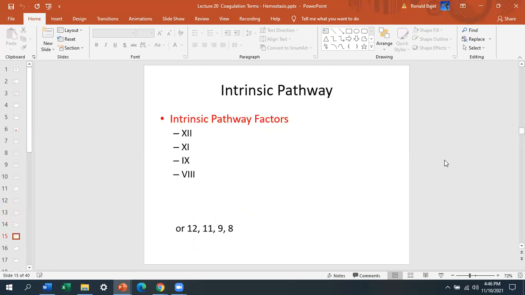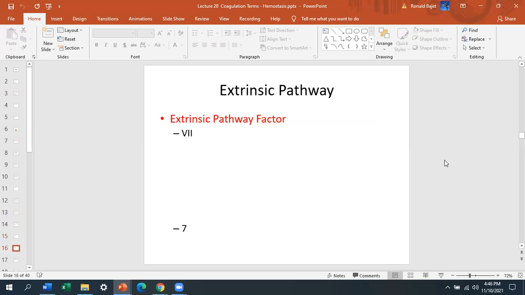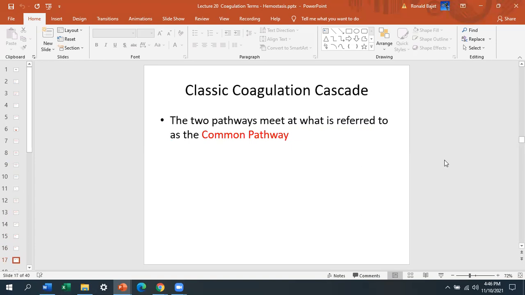The intrinsic pathway factors are 12, 11, 9, and 8. 12, 11, 9, and 8. Make sure you know those, okay? You'll be asked that. Easily, for the extrinsic pathway, there's only one factor involved, and that's factor 7. Extrinsic, 7, outpatient, and Coumadin, okay?